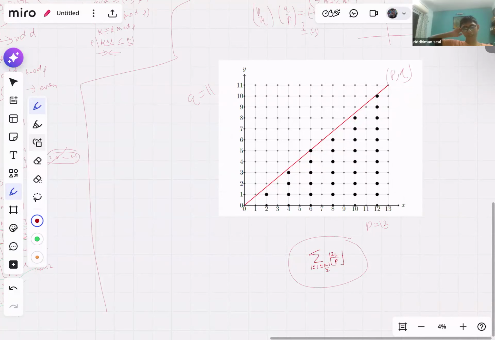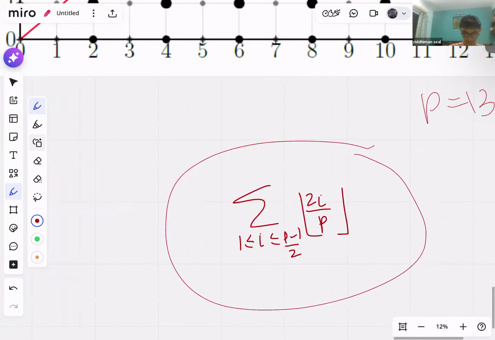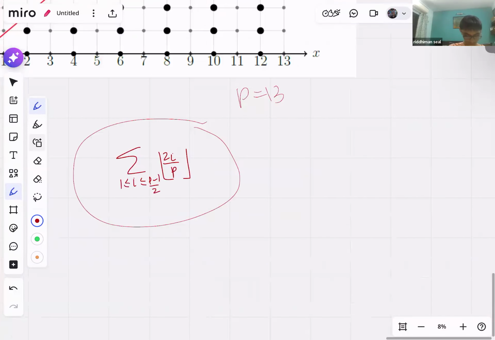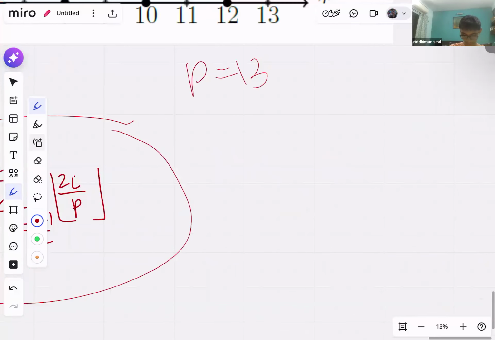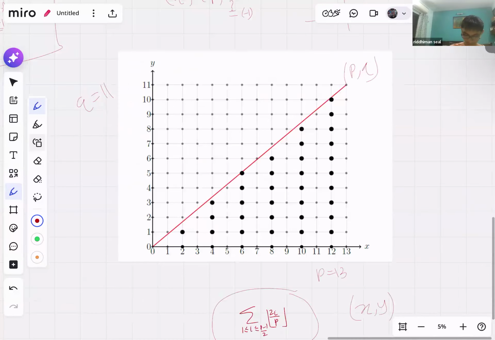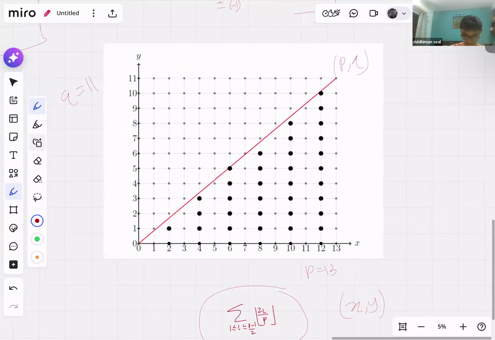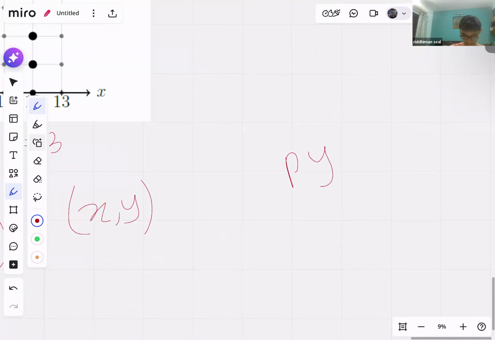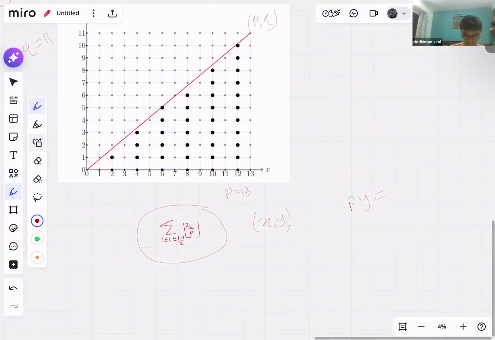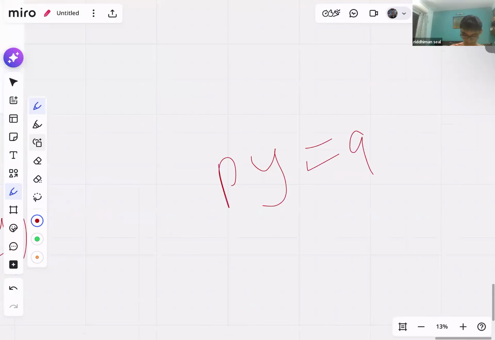And as to why that is, it is sort of a very genius thing to notice. Okay, let me show you why that is. So if we have any point (x, y) which is under this line. Okay, what is this line? This line is py equal to qx, is it? Yes, py is equal to qx.